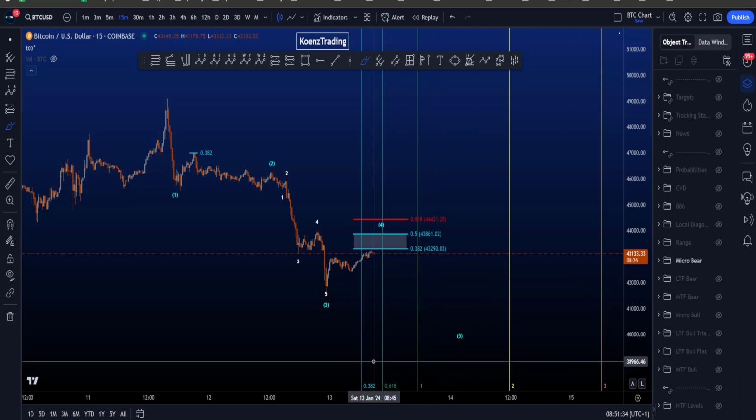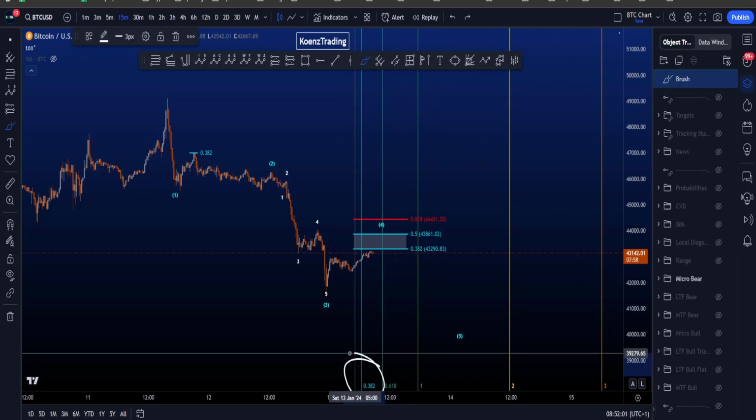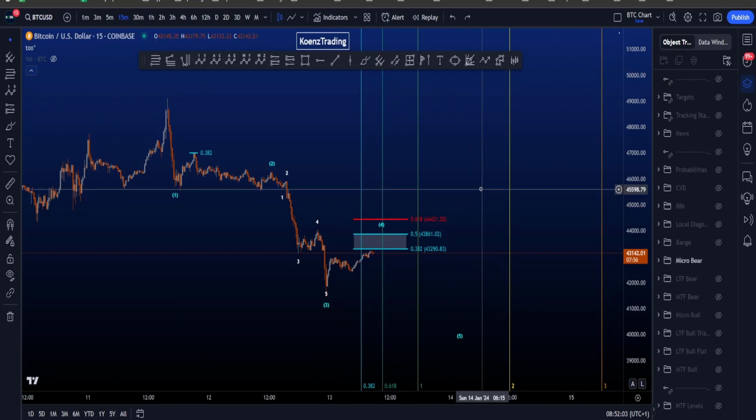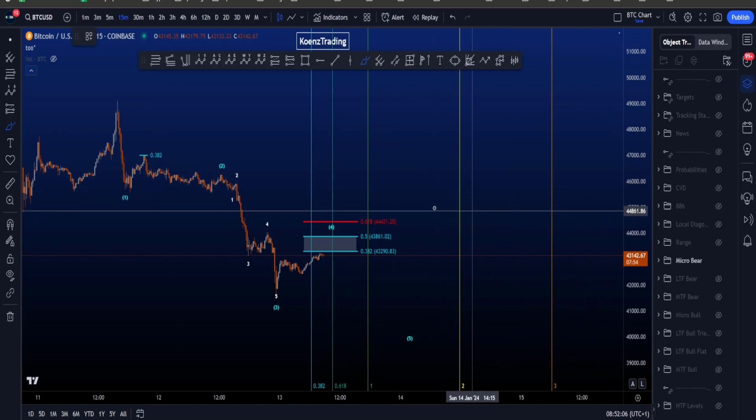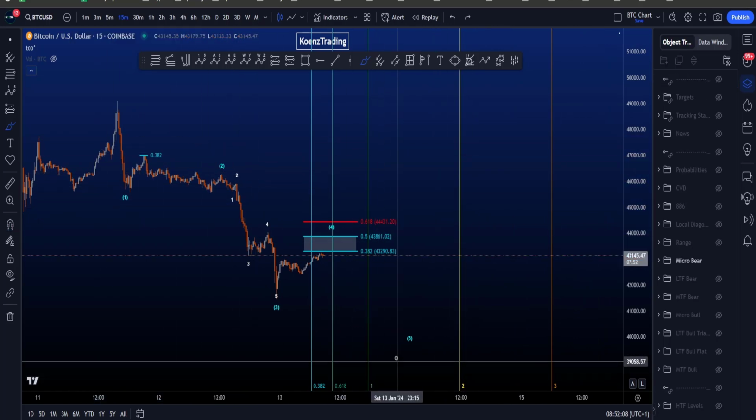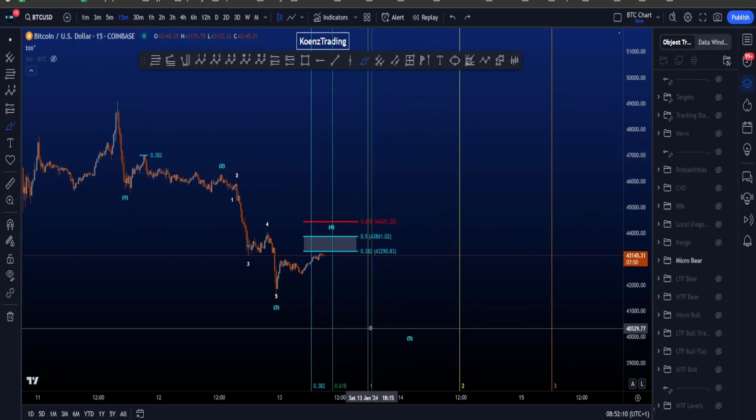But at the moment, this wave 4 is ranging behind the 0.382, which would be a minimum target for a wave 4. However, usually a wave 4 is longer than a wave 2, which means longer than the 1-to-1, which is currently sitting on Saturday, the 13th of January, which is today at 5:30 p.m.